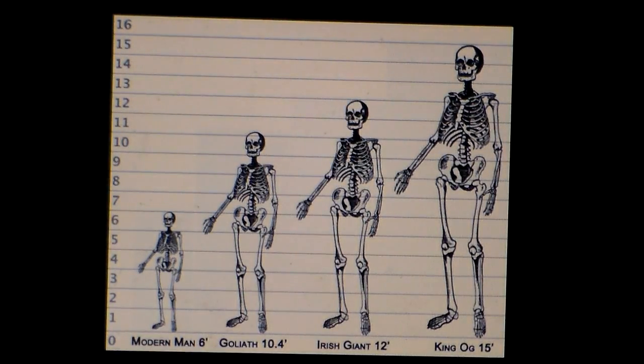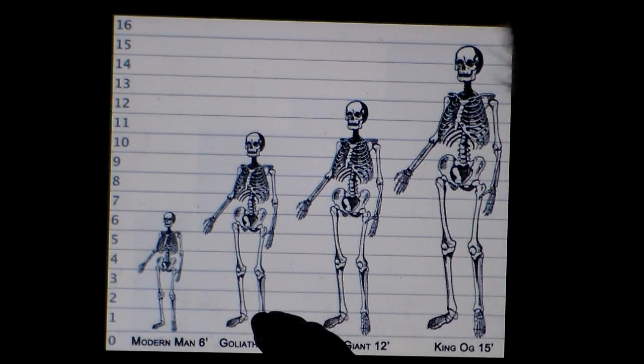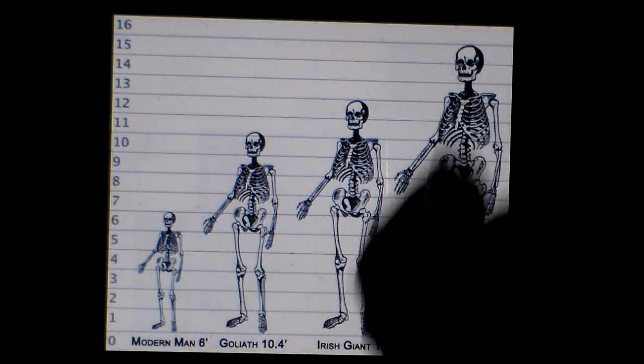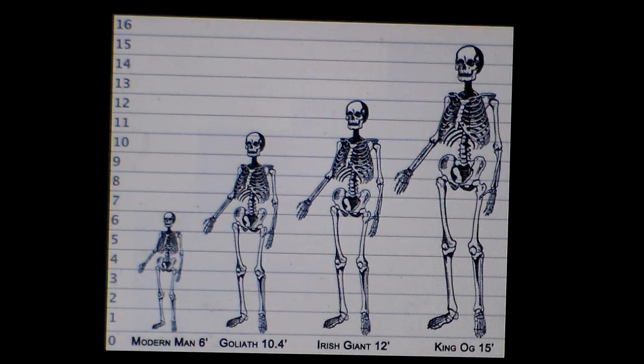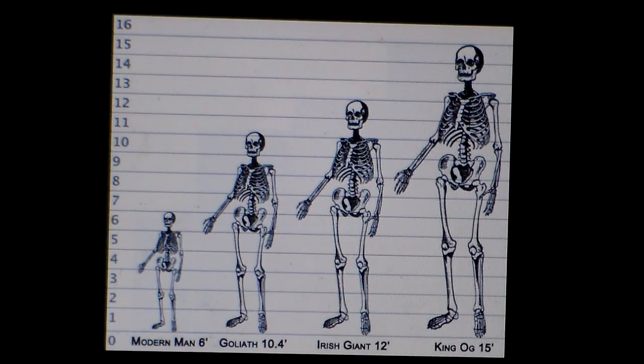Here is a chart showing the different sizes of the Nephilim before the flood, but the Bible doesn't talk much about them. Most of them are talked about after the flood, called the Canaanites, or which were the Nephilim. And here you see a normal human. Here you see Goliath. This one is an Irish giant. I don't know who that is. But this is King Og, which is described in the Bible. He was about 15 feet tall. These are called the Nephilim.